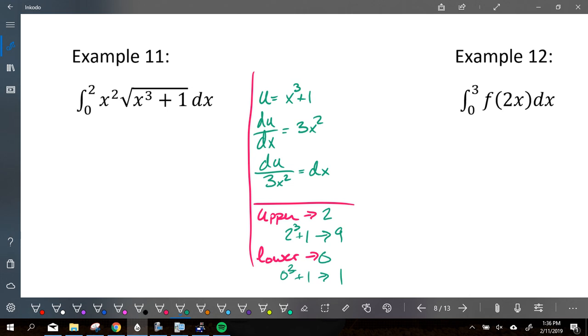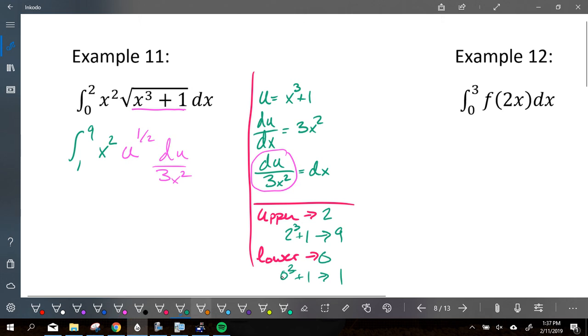We got to this point well. Now we're going to plug in. So my new bounds are 1 and 9. x squared didn't go anywhere. There were two things that I saw as I walked around. This is u to the 1/2 power because that's u and it's square rooted, so it's 1/2. dx is going to be du over 3x squared. That's this guy right here.